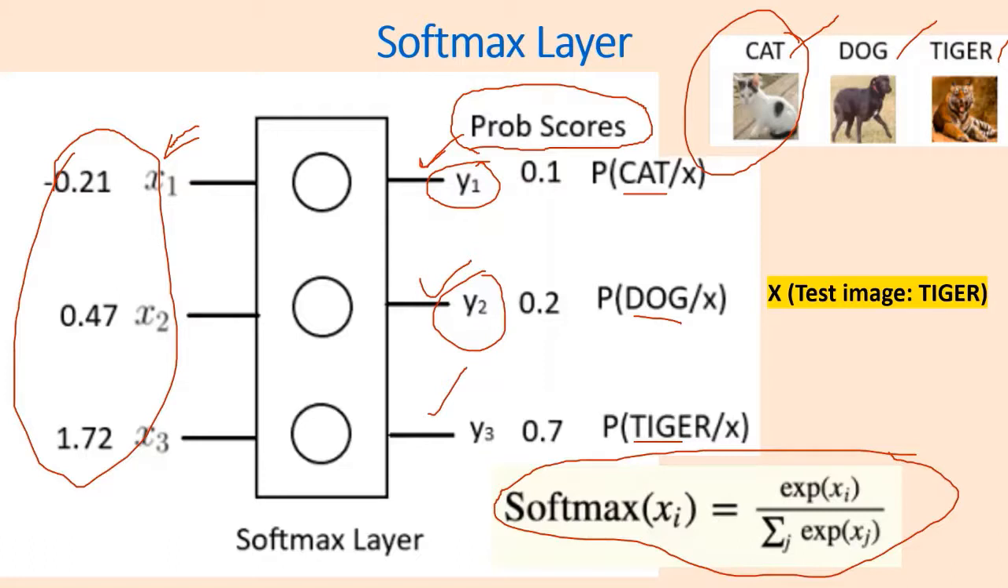As you can see here, in order to compute each of these outputs, it requires all these 3 values: e to the power of minus 21 plus e to the power 0.47 plus e to the power 1.72, all summed up. Then you divide e to the power xi by that sum. So this is how you can get the probability scores.